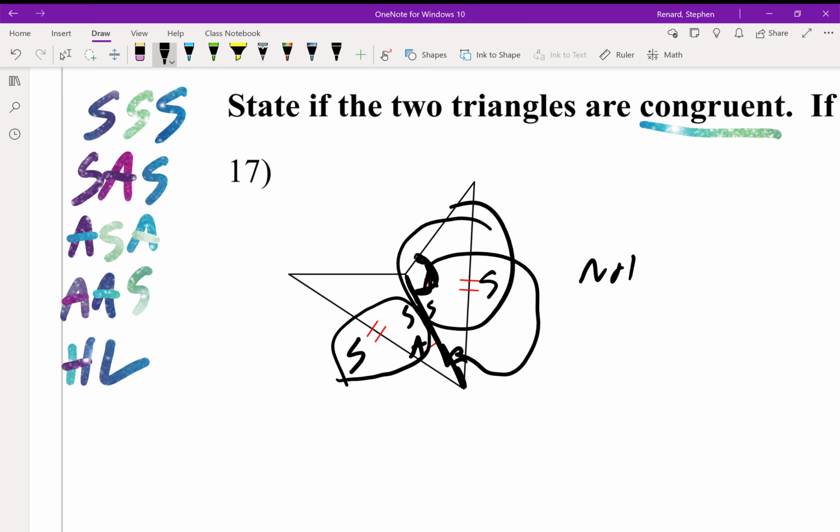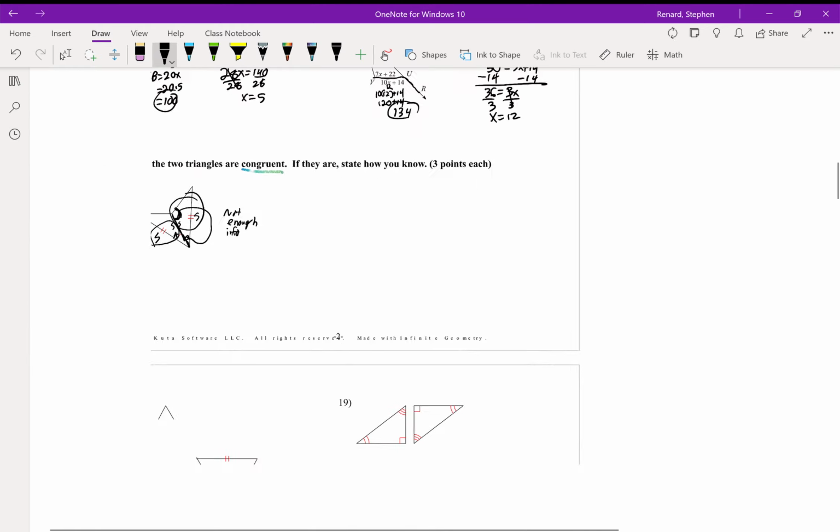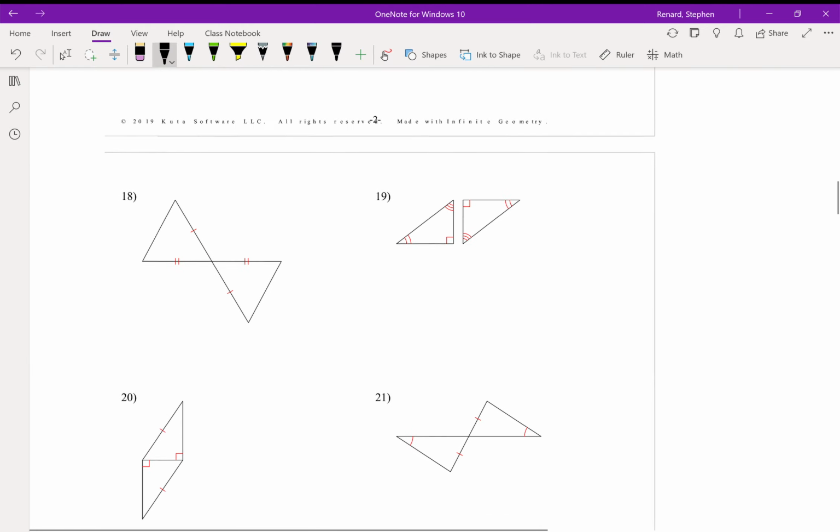So I say, not enough information. Could they be congruent? Sure. Do I have the information to prove they're congruent right now? I do not. So let's look at number 18.